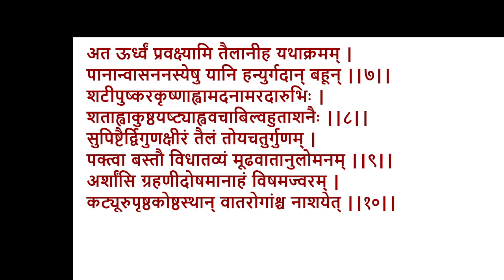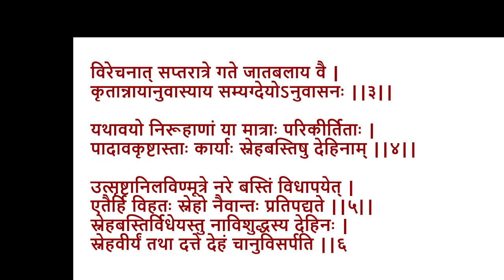Shati Pushkara Krishnahva Madana Amaradarubhi Shataswa Kushtha Yastiyahva Vacha Bilva Hudasharihi Supishtahi Dvigunakshiram Tailam Tohe Chaturgunam Paktva Basta Vidhatuyam Mudhavatanulomanam Arsham Sigrahani Rosham Anaham Vishamajwaram Kati Guru Prishta Kostastan Vatavogamstana Shayeta. One of the yogas, Shati Pushkara etc., is prepared in the form of a Kshirapaka, and for the Kshirapaka you add Taila, and this has to be processed properly. It is used for anulomana of the vata, and can be used in diseases like Arshas, Grahani and Vishamajwara, or pain in the back area, Kati, Guru, Prishta, Kosta, etc.